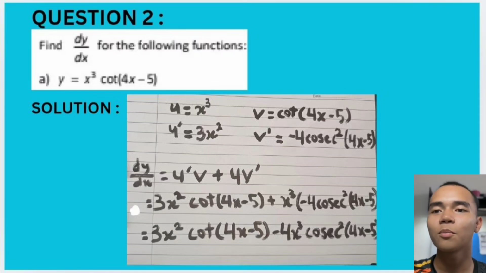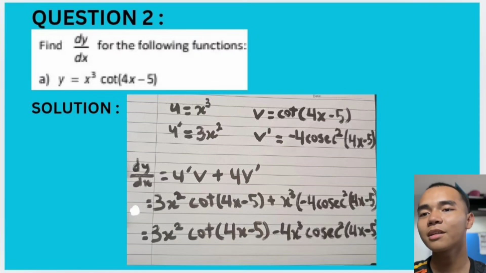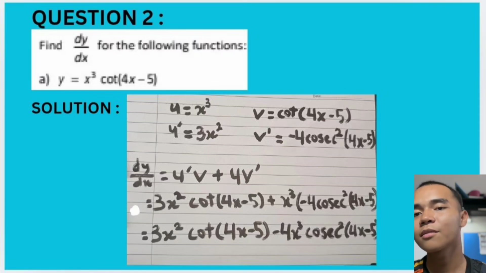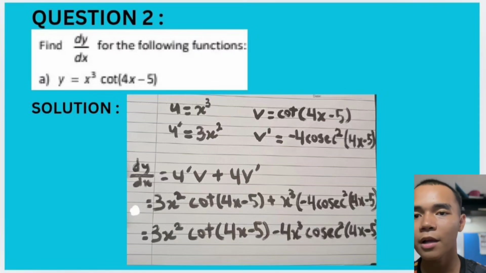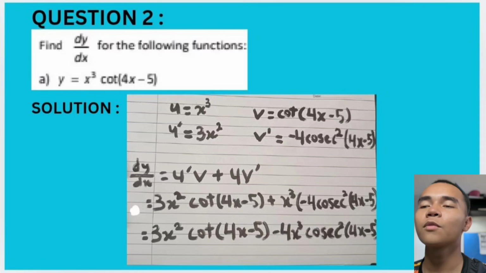dy over dx equals u prime times v plus u times v prime. Then we substitute the u prime and v prime that we calculated above. So we write 3x squared cotangent (4x minus 5) plus x power 3 times negative 4 cosec squared (4x minus 5). Then we simplify, and the final answer is 3x squared cotangent (4x minus 5) minus 4x power 3 cosec squared (4x minus 5). And then next we move to question B.